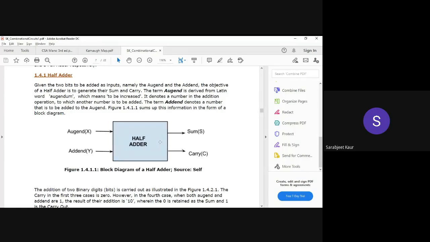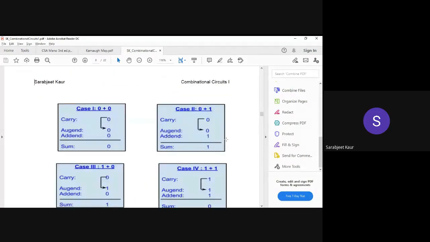Is this clear, students? Yes, ma'am. Right. So we have done the first step by drawing the half adder.